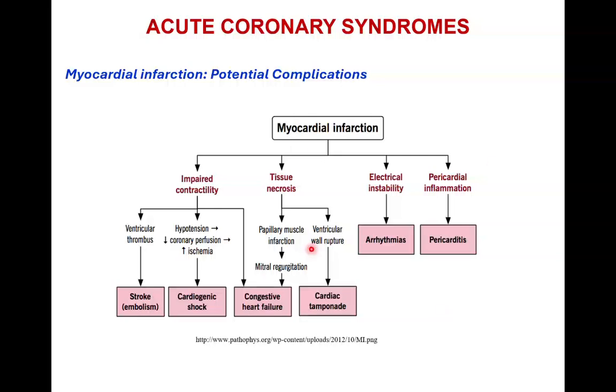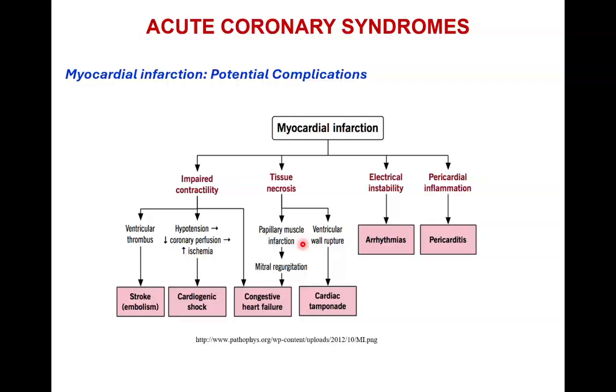What about if the papillary muscles are where the area of infarction takes place? What do the papillary muscles do? They anchor the leaflets of the valves, and so if you've got papillary muscles that are no longer functioning properly, you can have what is called acute mitral regurgitation, and that can lead to congestive heart failure. We'll see that, I think, in the next topic that we discuss.